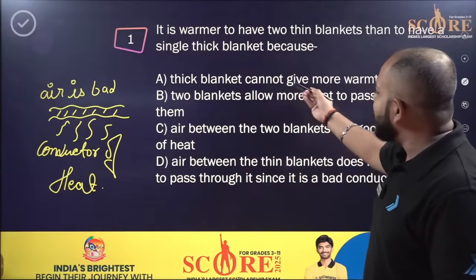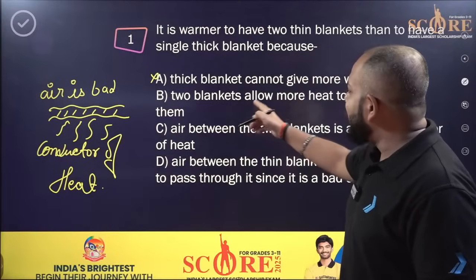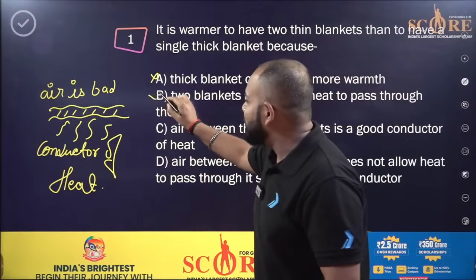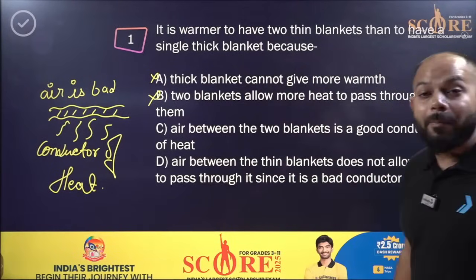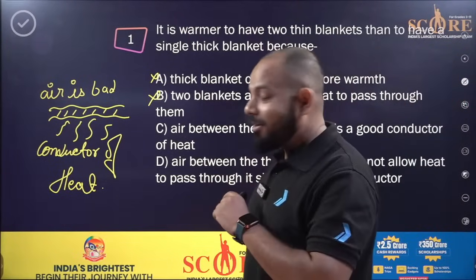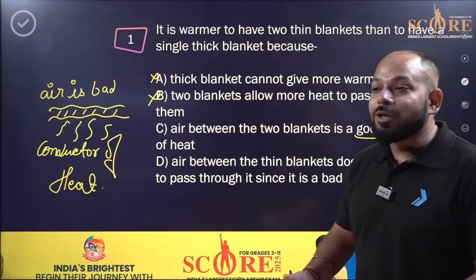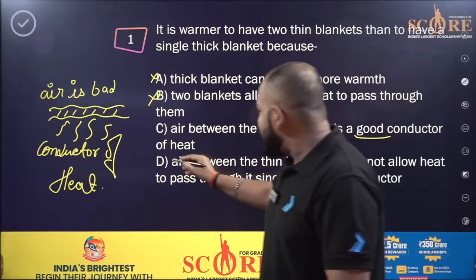So thin blankets cannot give more warmth. No. Two blankets allow more heat to pass. That's just the opposite of what we are studying, so that is also wrong. Air between the two blankets is a good conductor of heat. No, it's a bad conductor. So option C is wrong. It's not a good conductor, it's a bad conductor of heat. If it were a good conductor, it could easily let the heat go out. So that is also wrong.